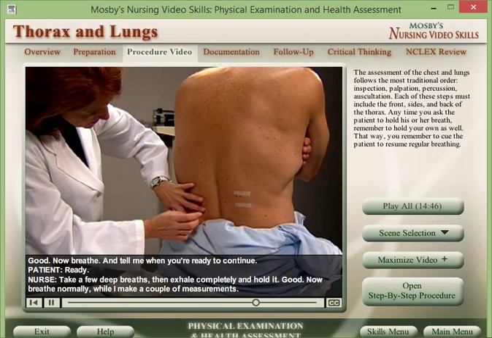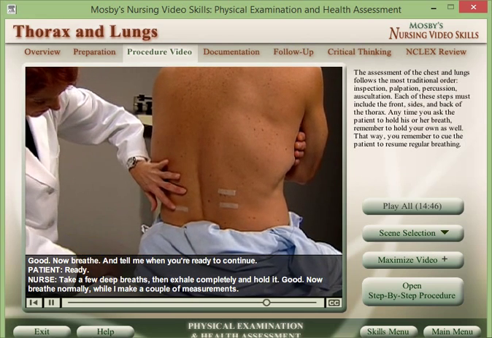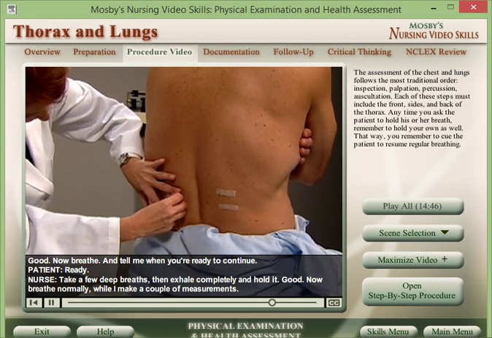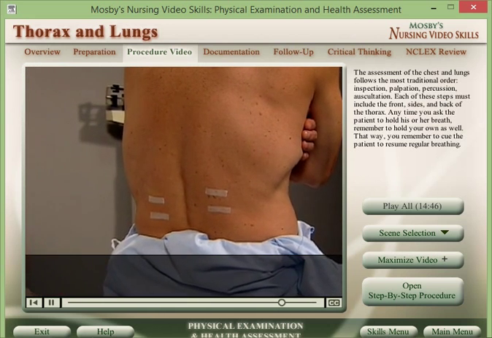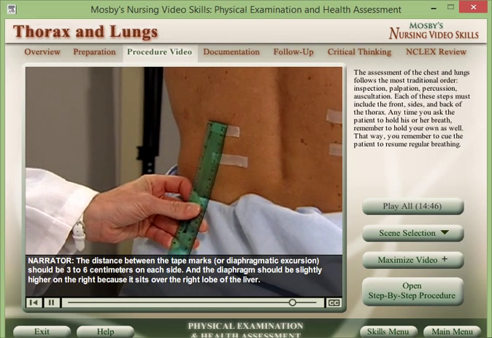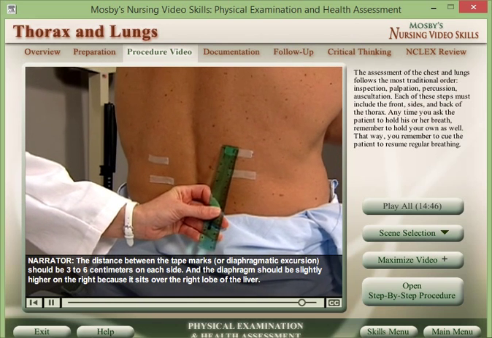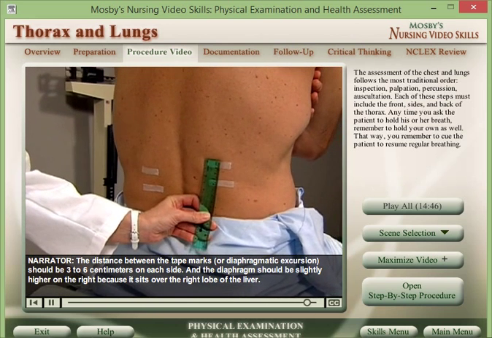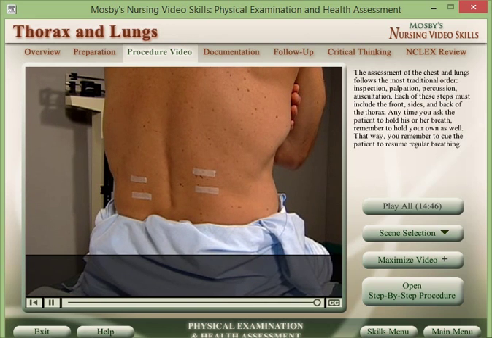Exhale and hold. The distance between the tape marks, or diaphragmatic excursion, should be 3 to 6 centimeters on each side, and the diaphragm should be slightly higher on the right because it sits over the right lobe of the liver.